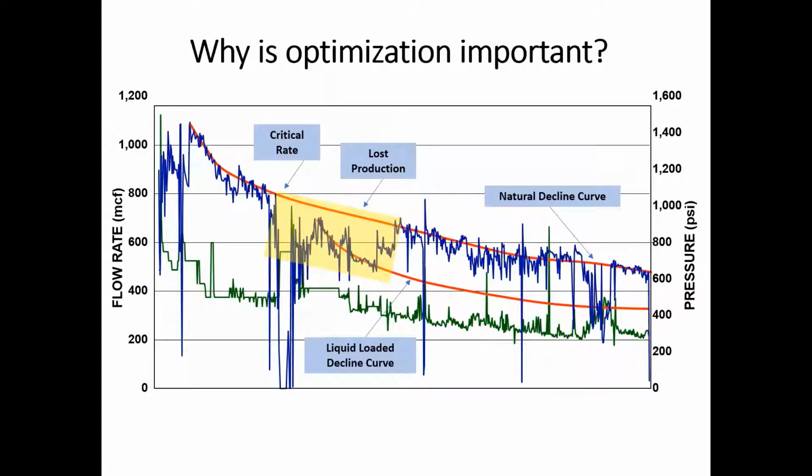This chart shows that there can be a loss of production if artificial lift is not introduced early enough in the well's life cycle. If the bypass plunger was introduced at or above critical rate, the well would not have liquid loaded and would have stayed at or above the decline curve.